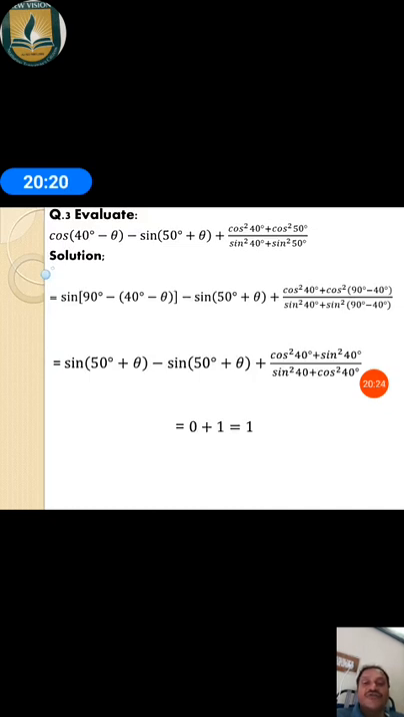And you know that cos square theta plus sin square theta is 1, that's why cos square 40 plus sin square 40 is 1, and the denominator is also 1, same logic. Now sin(50 degrees plus theta) minus sin(50 degrees plus theta) becomes 0. Now 0 plus 1 is equal to 1. This way we get this particular problem.